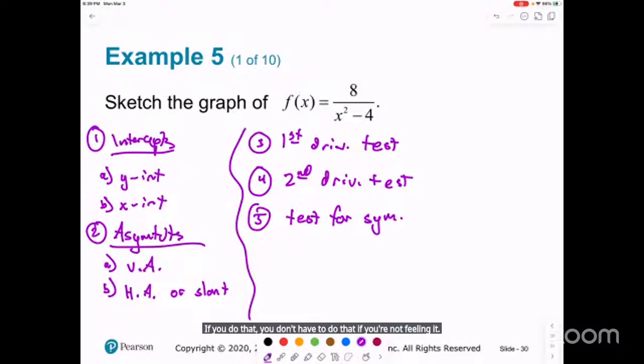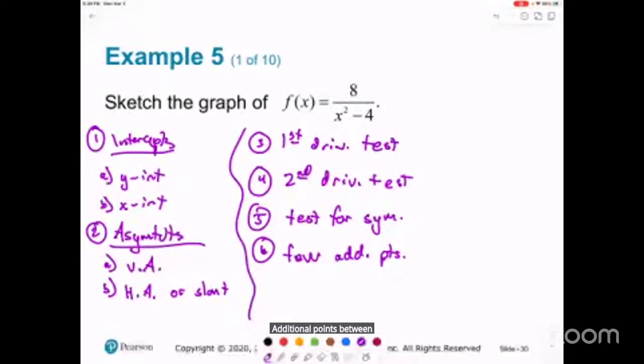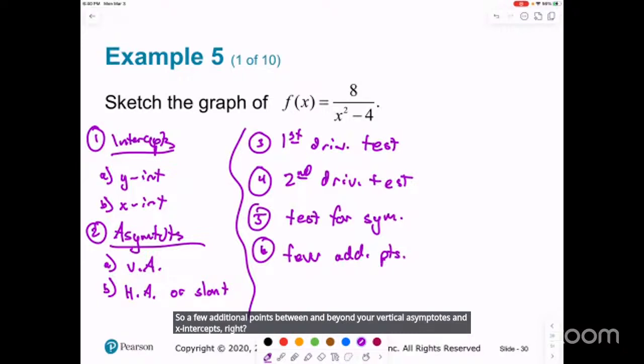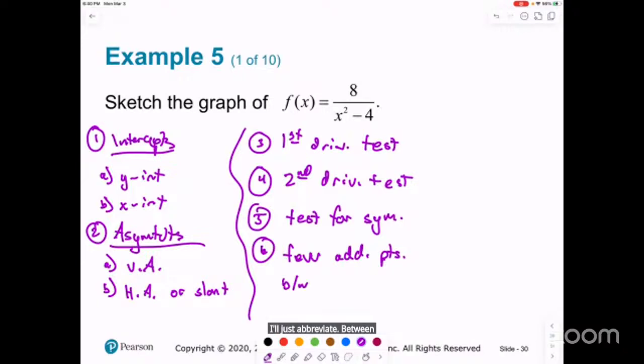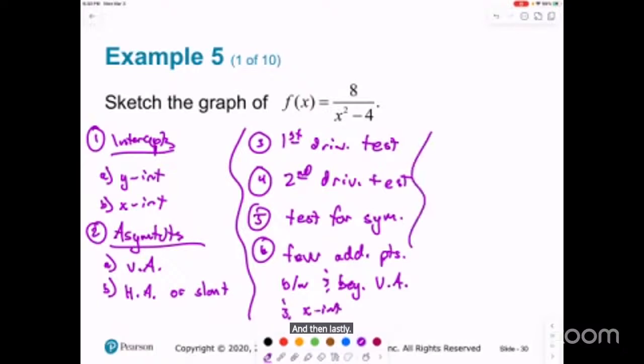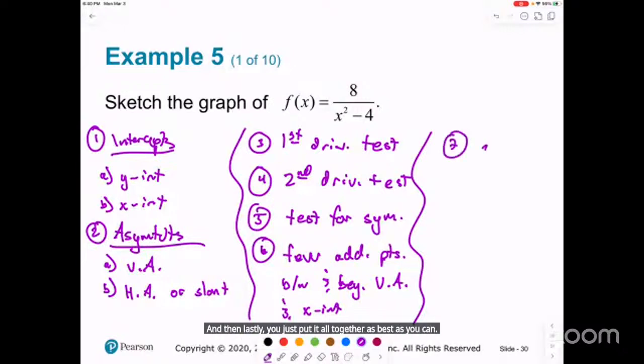And then a few additional points. So I'll abbreviate it as few additional points between and beyond your vertical asymptotes and x-intercepts, right? I'll just abbreviate them. Between and beyond the vertical asymptotes and x-intercepts. So a few additional points there. And then lastly, you just put it all together as best as you can. And then lastly, you graph.